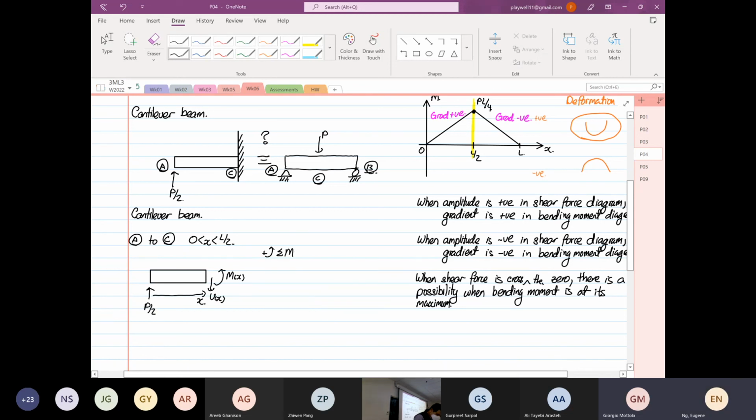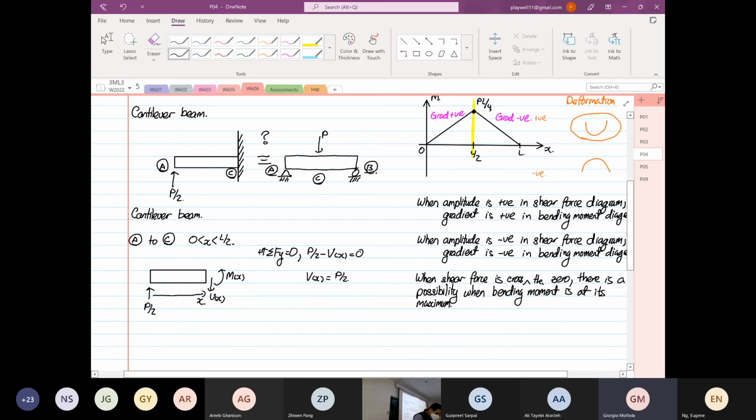Summation of moment in the z direction at point x. Oh, no. We do statics first. I'm sorry, we do y first. Summation of forces in the y direction is equal to 0. So you have P over 2 minus V as a function of x is equal to 0. V as a function of x is equal to P over 2.